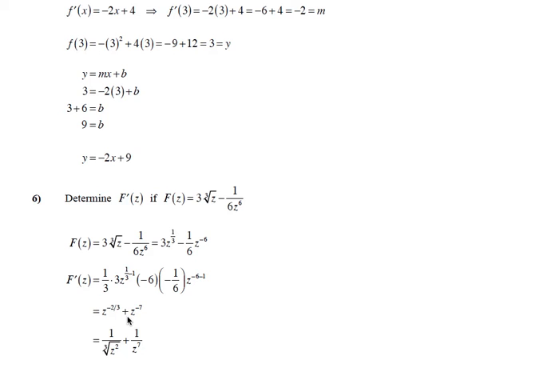To put these in positive exponents, we simply bring the z to the negative 2/3 down to the denominator. So this is z to the positive 2/3. We bring this z down to the denominator, and that's 1 over z to the positive 7. Now, you don't have to write this in radical notation, but if you did, that's the way you would do it. The denominator of a rational exponent is always the root, and the numerator of a rational exponent stays inside the radical.